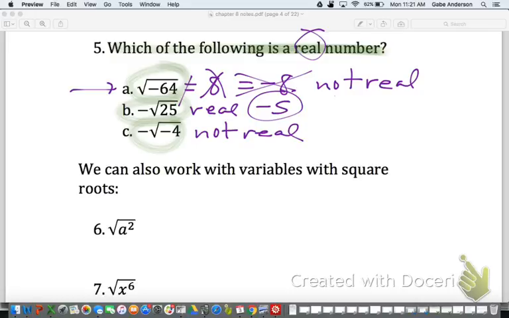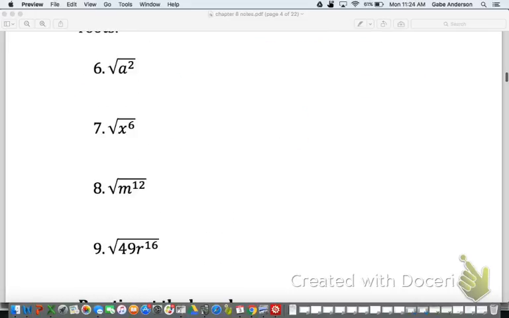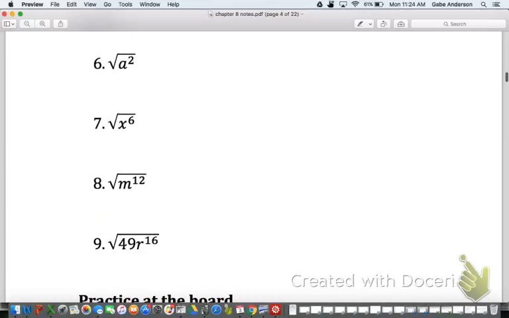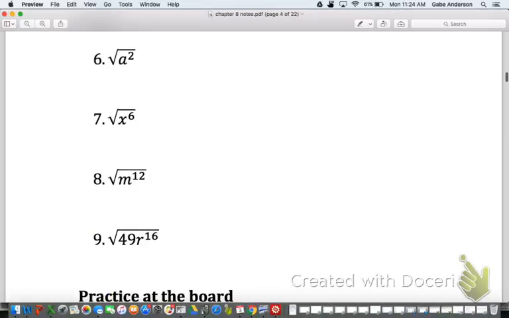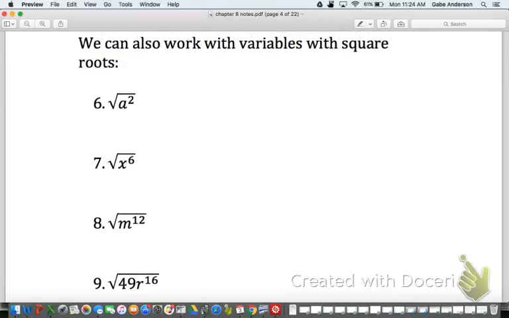So I think this is our last little section before we're going to do some practicing. Okay, so we can also have radicands that have variables in them as well. So for instance, number 6 is square root of a squared. So what expression times itself is a squared? A. A times a is a squared. And so I would just write equals a.